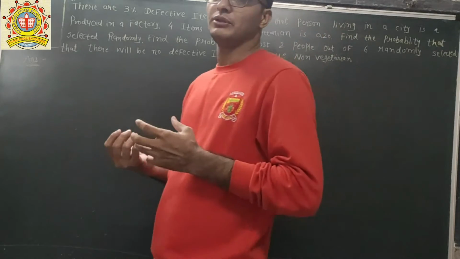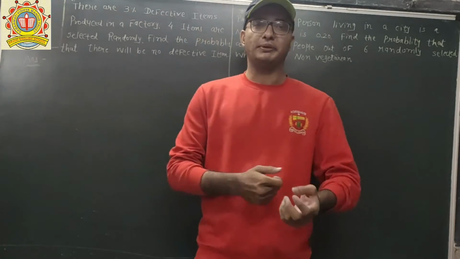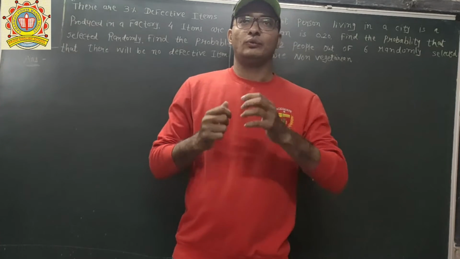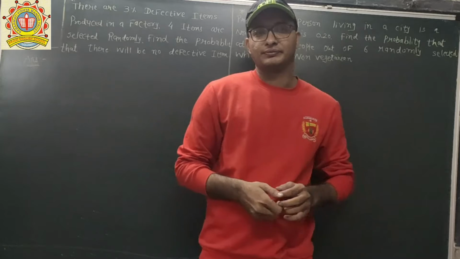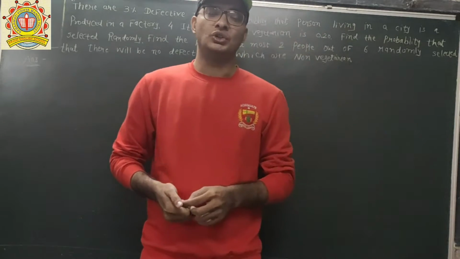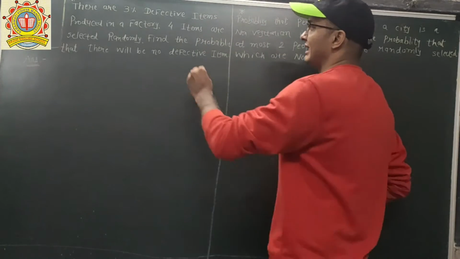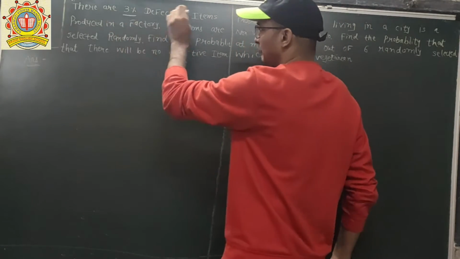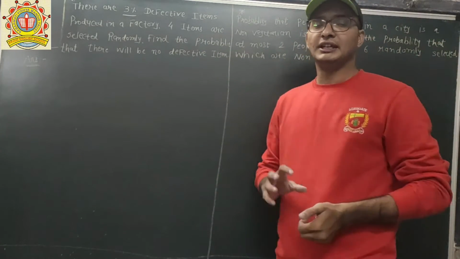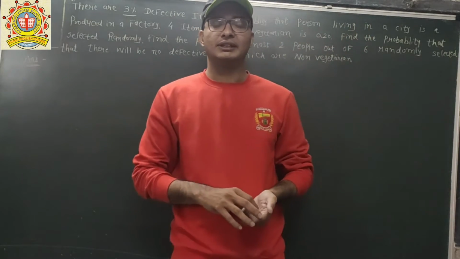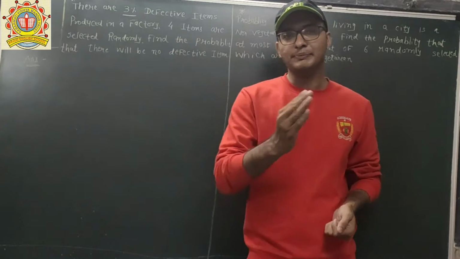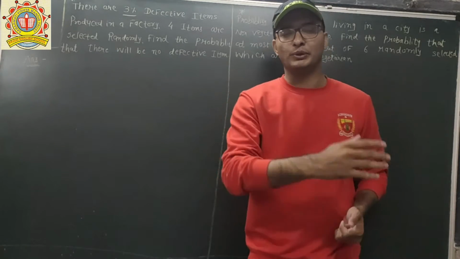Here the main purpose of the factory is production, and whether it is produced by man or machine, some defects exist during the production. So here the probability is that 3% defective items are produced in a factory. It means if I am producing 100 products, then out of which 3% are defective, and 97% are non-defective products.